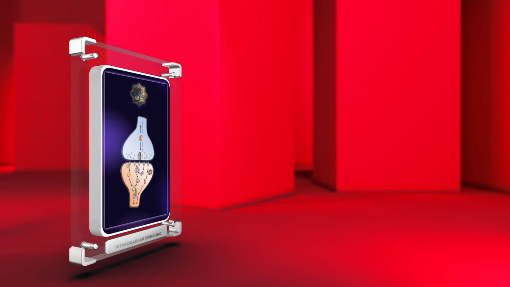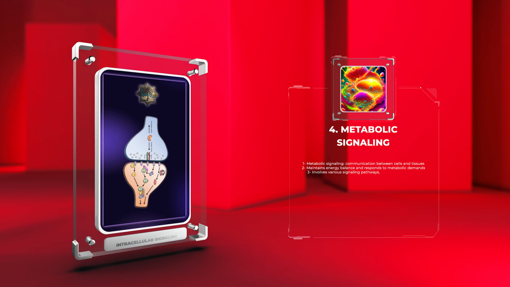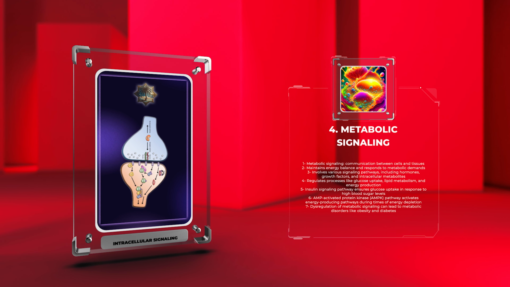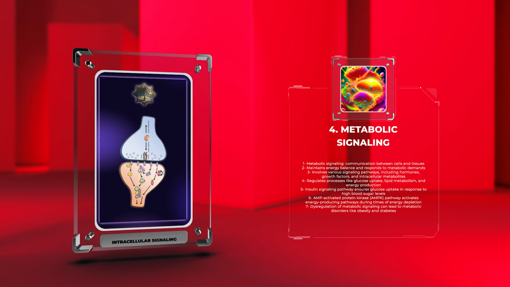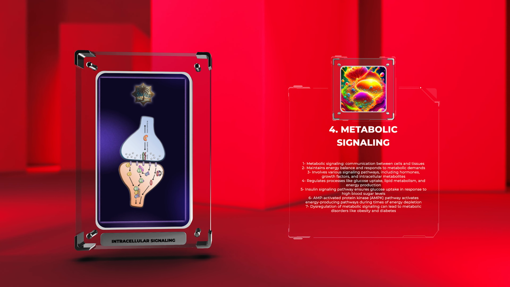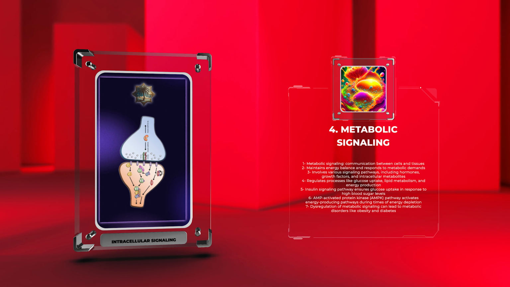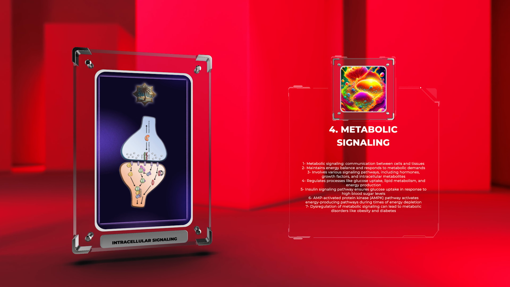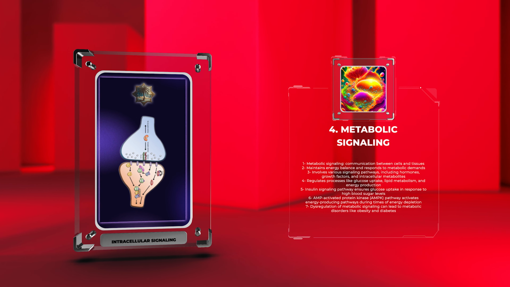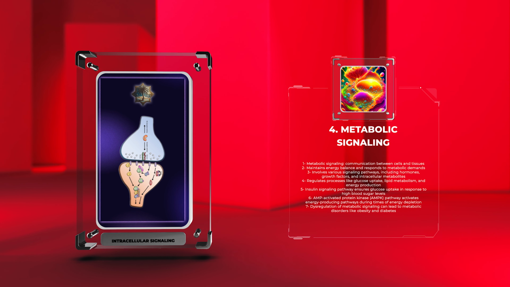Metabolic signaling refers to the communication between cells and tissues to maintain energy balance and respond to metabolic demands. It involves the integration of various signaling pathways, including hormones, growth factors, and intracellular metabolites. These signals regulate metabolic processes, such as glucose uptake, lipid metabolism, and energy production.